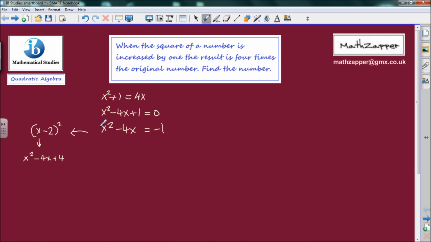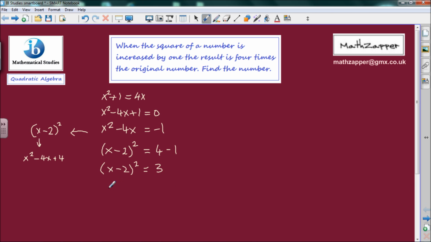So we can write x squared minus 4x as x minus 2 all squared, as long as we remember that this is 4 more than this. So therefore, the right hand side is going to be 4 more as well. So we're going to add the 4 to it, and remember we've got minus 1 as well. Now we can simplify. So now we have x minus 2 all squared is equal to 3.